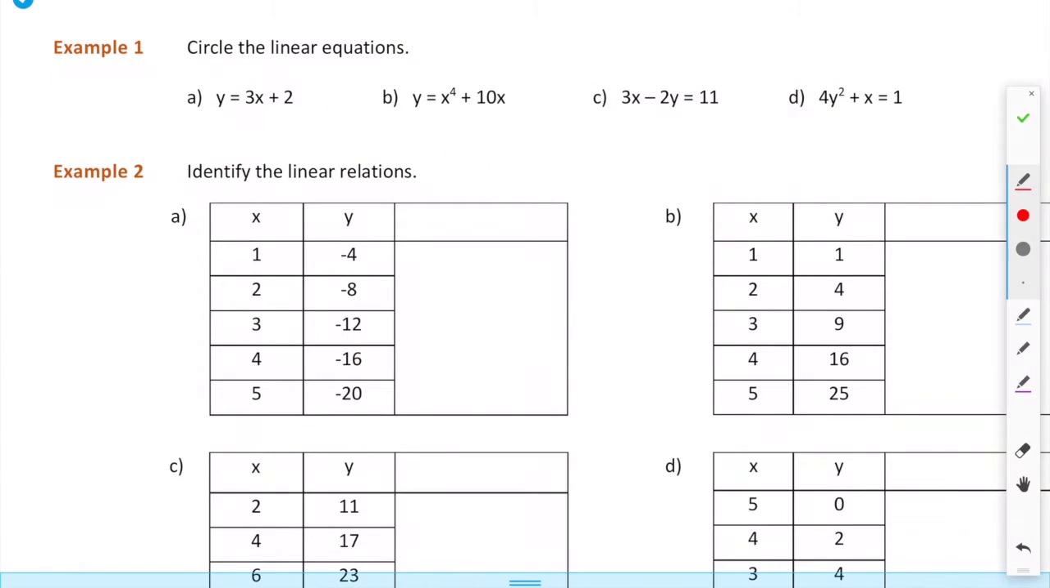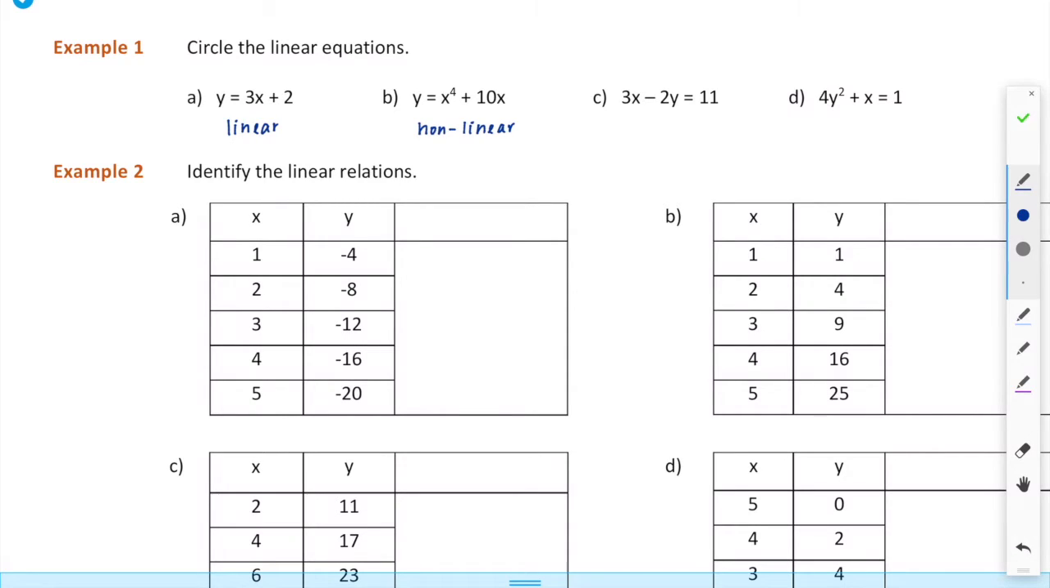So now we know that we can rely on the first differences or the degree of a polynomial to indicate whether we have a linear or nonlinear relation. Let's take a look at the 4 relations here in example 1. Okay, so y equals 3x plus 2, linear or nonlinear? Of course, it's linear, because it's 3x plus 2. Now what about the next one? x to the 4 plus 10x equals y. Because we have a power 4, this is also nonlinear.